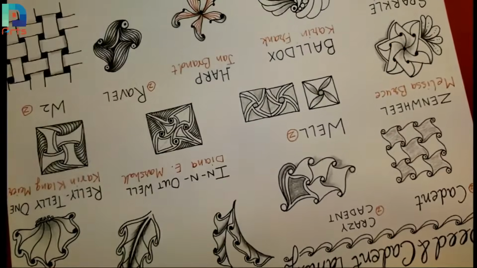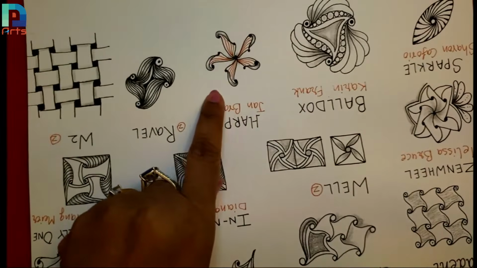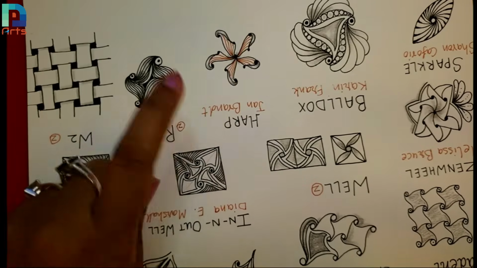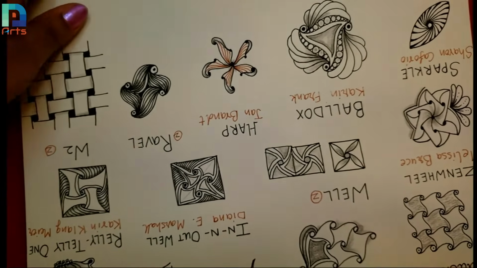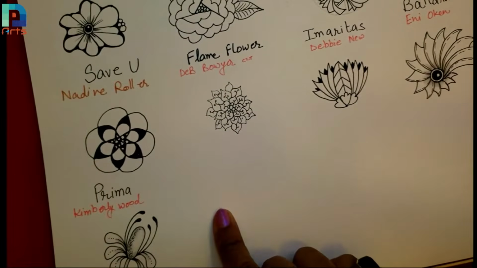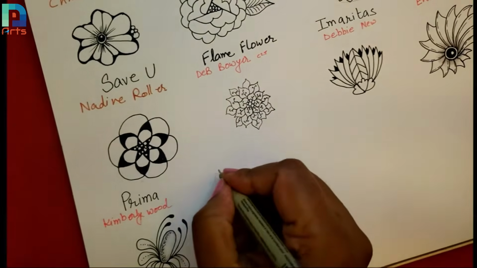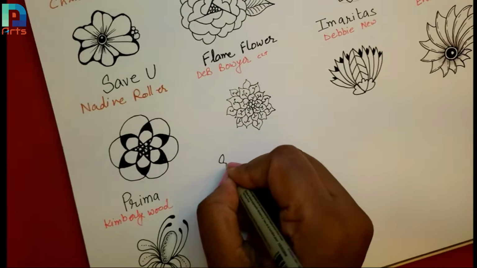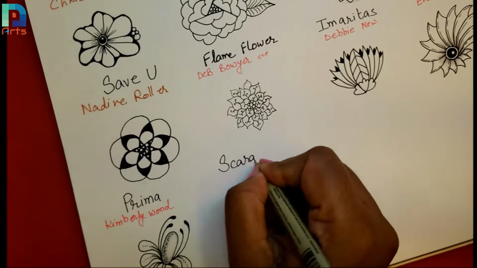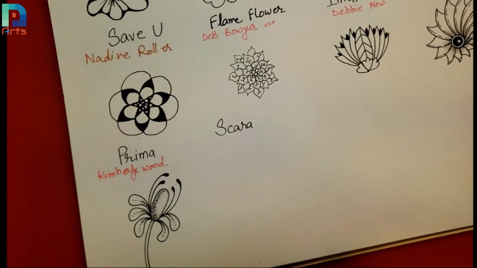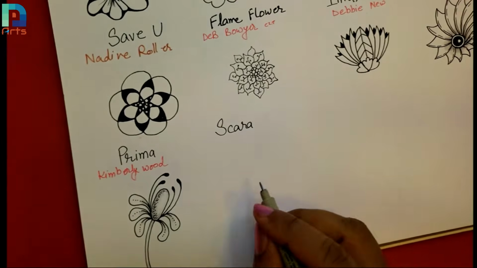In the seed and cadent family, it's very close to the harp tangle, you can see here. So if you want, you can put it into the seed and cadent family tangle, or you can put it into the blossom tangle. In both, it will go very nicely. Scara tangle. Are you putting it into the seed and cadent or the blossom? Because in both tangles it's going very well, both categories.